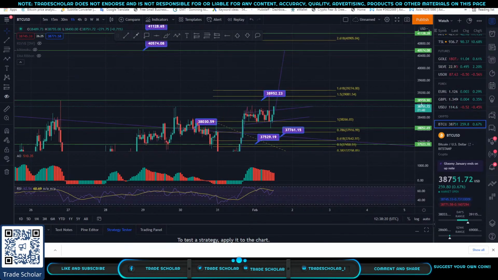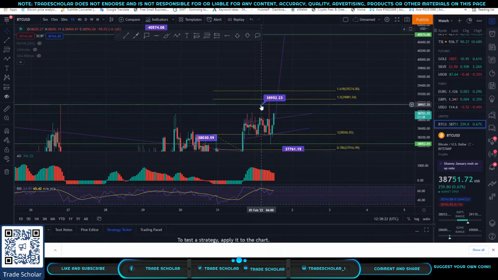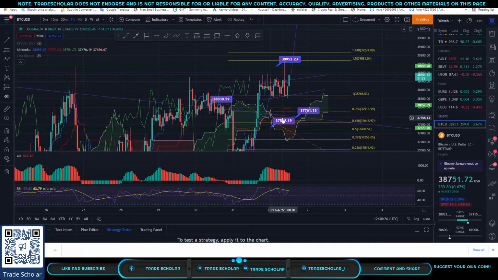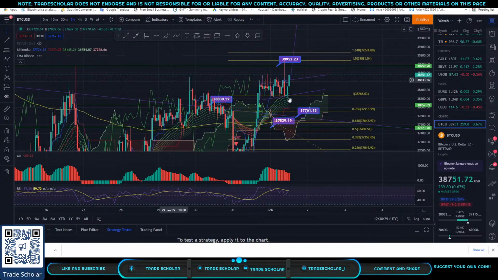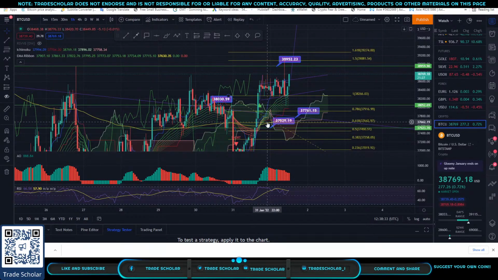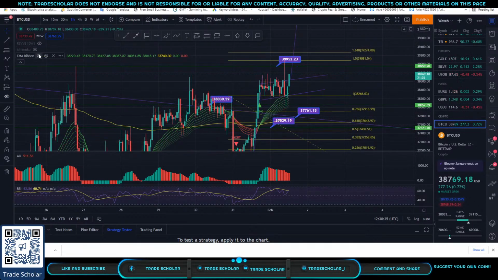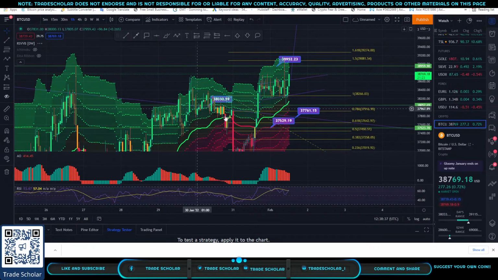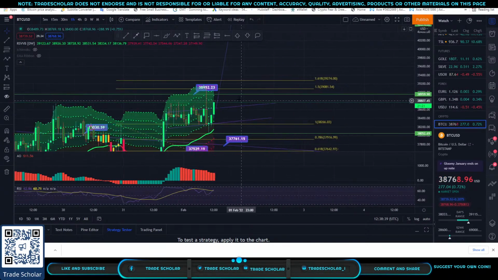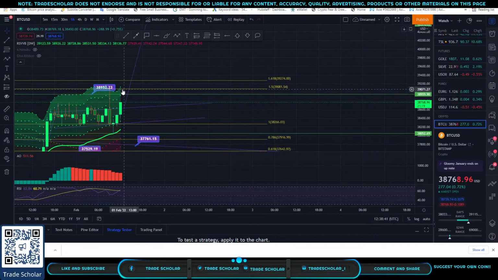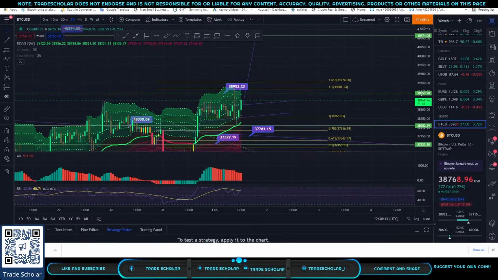Let's see if this continues. If we break this resistance right here, then we can continue to the upside. Let's check the Ichimoku cloud. We are above the Ichimoku cloud, so nothing to worry about. Also, our long position is already in our EMA ribbon. Okay, the top can be here, unless we get a massive move.